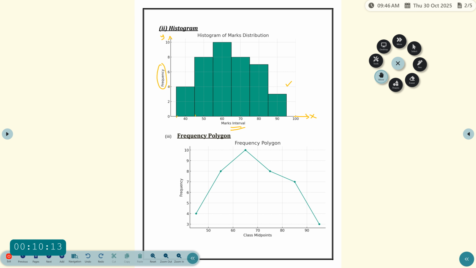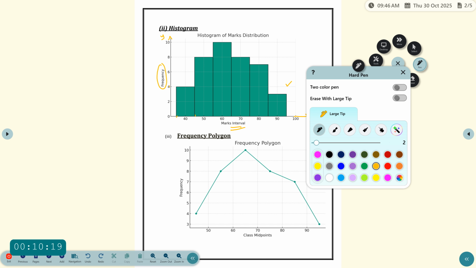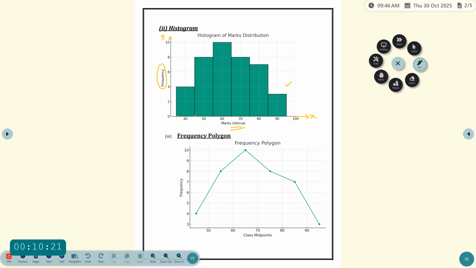As usual, take x-axis and the y-axis value. X-axis is the class interval midpoints. What is our first class interval? First class interval is 40 to 50. Next class interval 50 to 60, next 60 to 70, and then 70 to 80, 80 to 90, 90 to 100. This is our class interval.